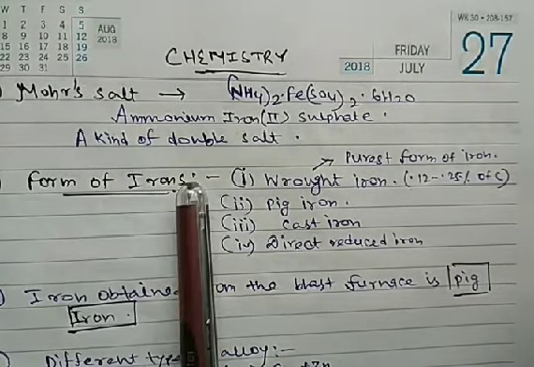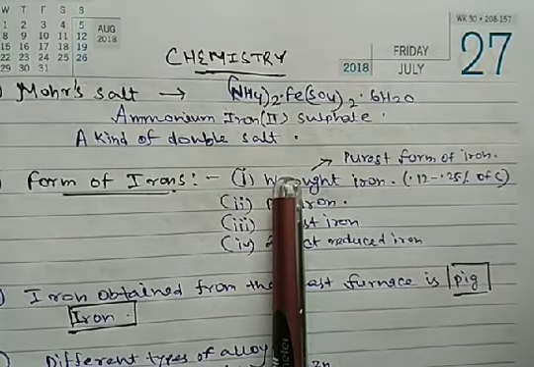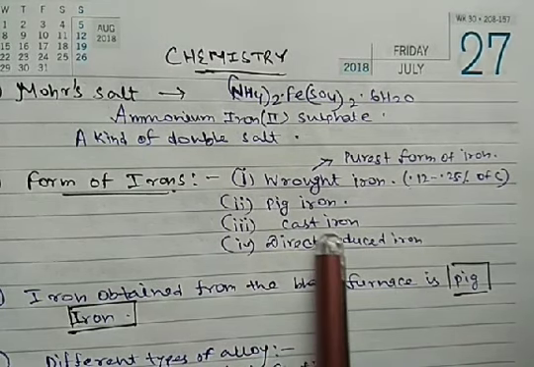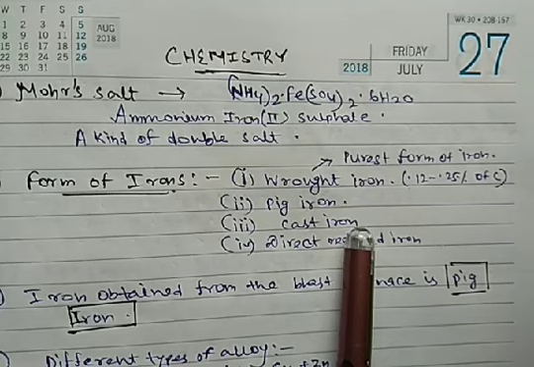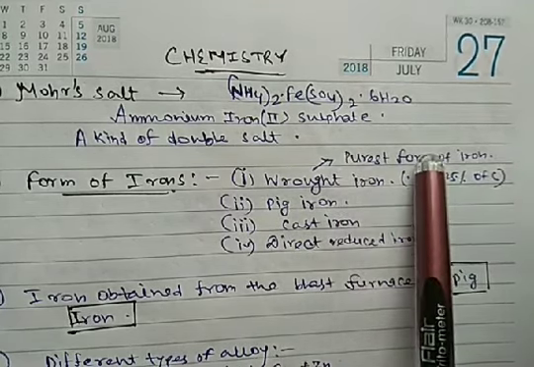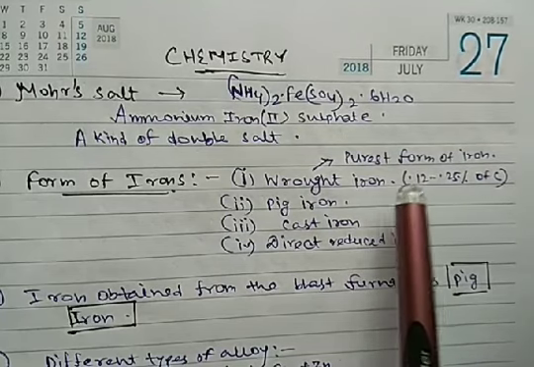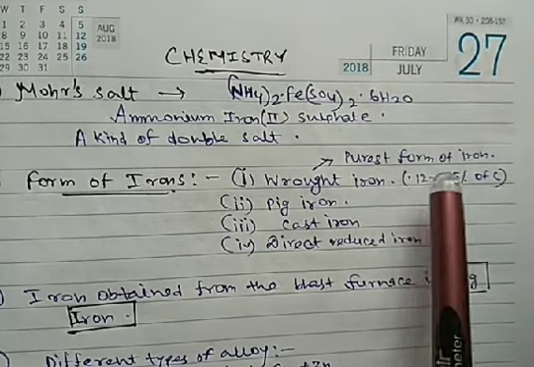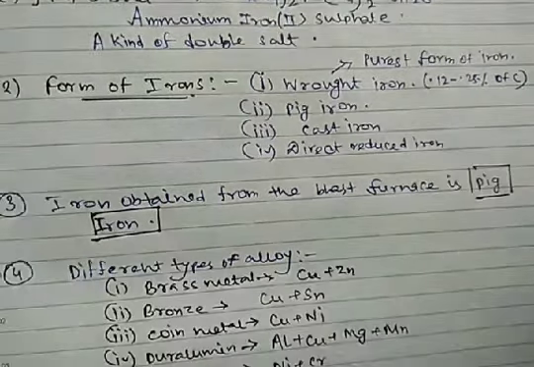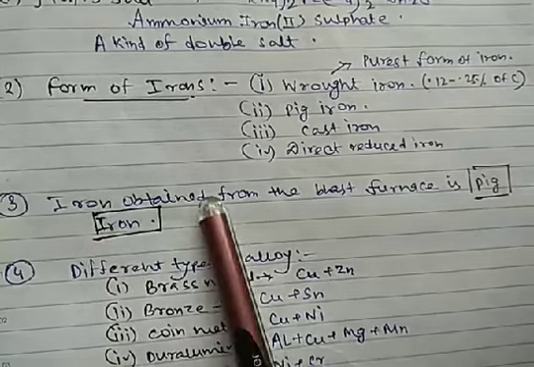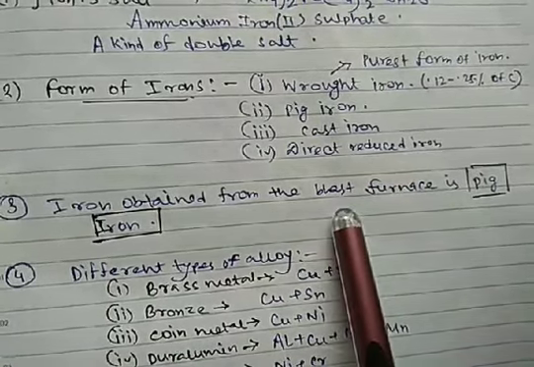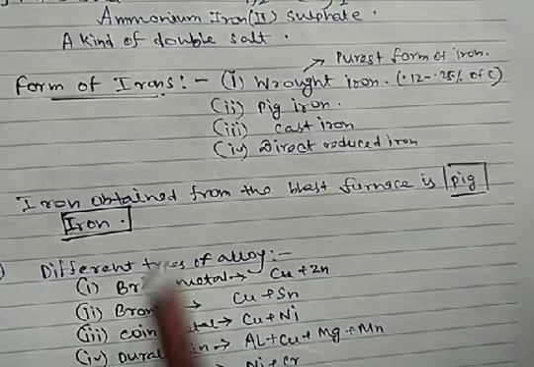There are different forms of iron, that are wrought iron, pig iron, cast iron and direct reduced iron. There are different kinds of cast iron like white cast iron, grey cast iron, all this. The wrought iron is the purest form of iron. It has a carbon percentage of 0.12 to 0.25%. Next, pig iron is obtained from the blast furnace.